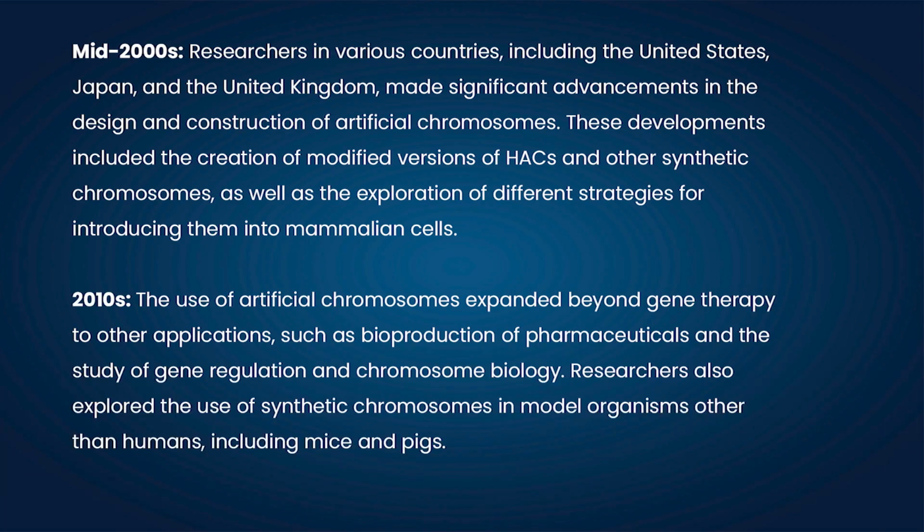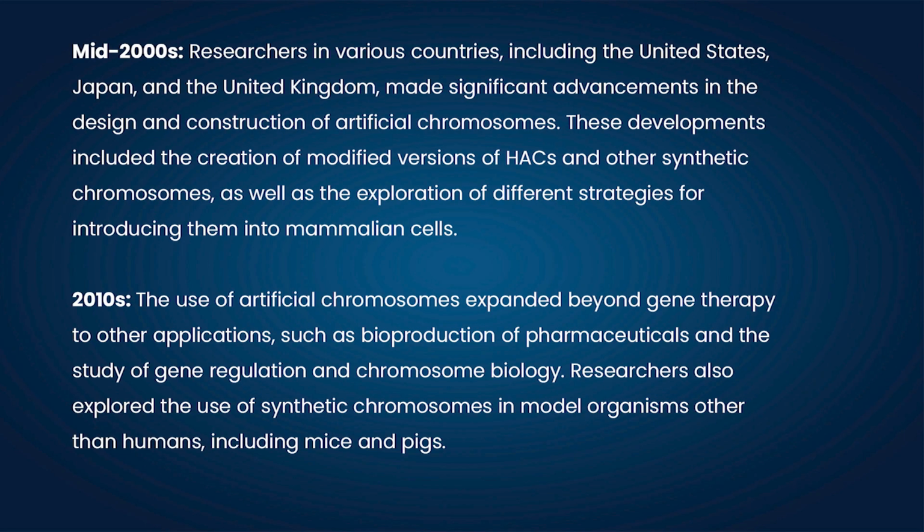Talking about the mid 2000s, researchers in various countries, including the United States of America, Japan, United Kingdom and other European countries, made significant advancements in the design and construction of such human or mammalian artificial chromosomes. These developments included the creation of modified versions of HACs and other synthetic chromosomes, as well as exploration of different strategies to introduce them into mammalian cells.